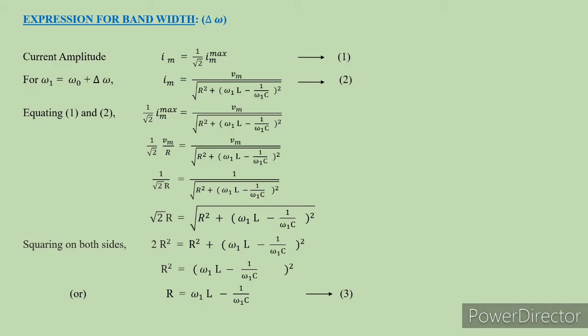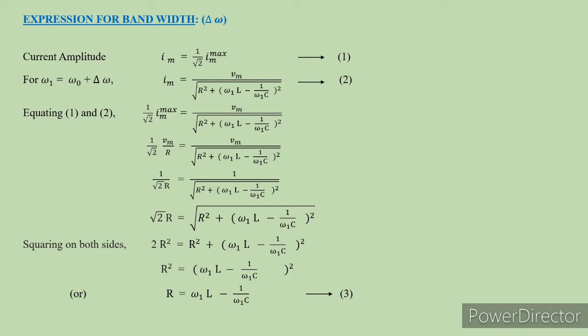Expression for bandwidth. Current amplitude Im is equal to 1 by root 2 times Im max. This is equation 1. For omega 1 equal to omega naught plus delta omega, Im is equal to Vm divided by square root of R square plus (omega 1 L minus 1 by omega 1 C) the whole square. This is equation 2. Equating 1 and 2, 1 by root 2 Im maximum is equal to Vm divided by square root of R square plus (omega 1 L minus 1 by omega 1 C) the whole square.